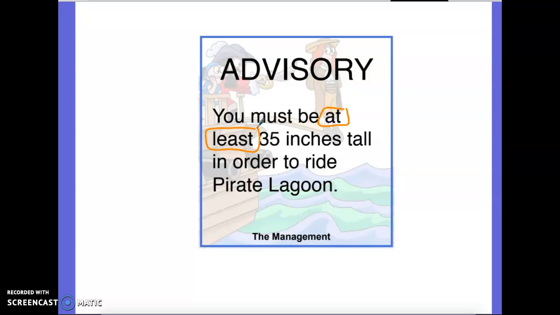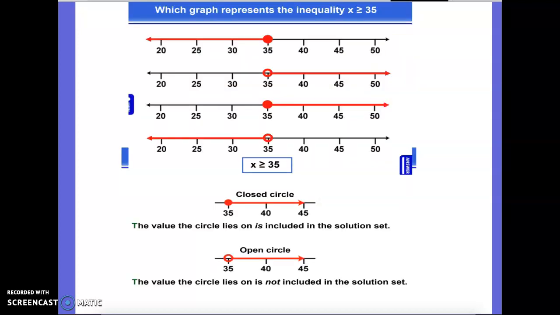So if that's the case, on this next screen you're going to see a lot of different number lines, so don't freak out, just work with me, okay? It says which graph represents the inequality x is at least, or greater than or equal to, 35. So if you look at these four options, here's option 1, 2, 3, and 4. The one that is greater than or equal to 35 is the one that is more than 35 but has a closed-in circle.